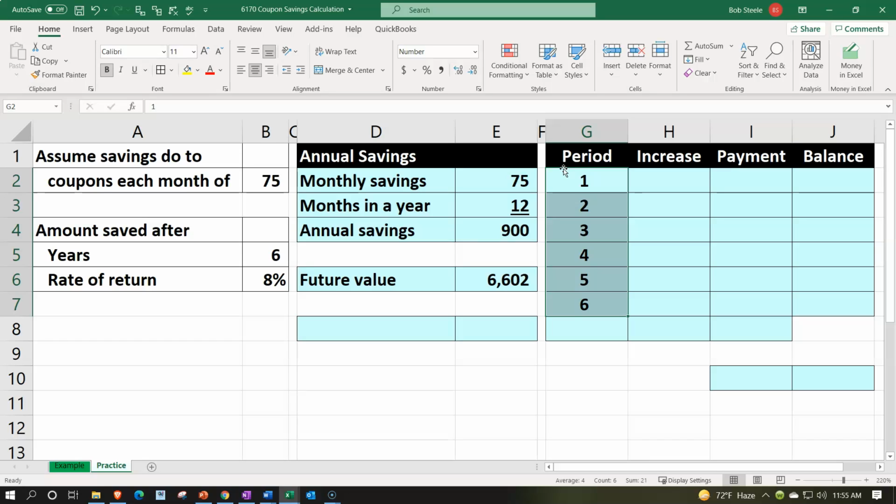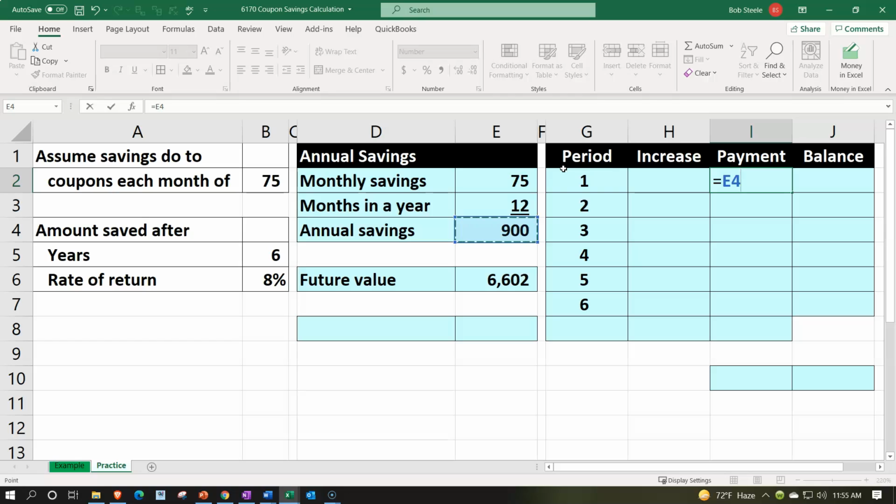An annuity typically starts at the end of the first period, so you're going to be starting then on period 1. We will then pick up the payment, which is going to be $900 each year. And then I'm going to say the balance is equal to that $900 as well.